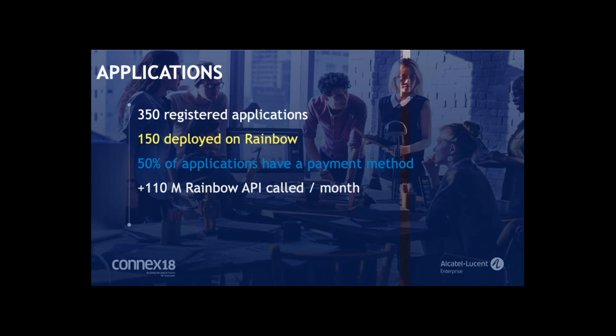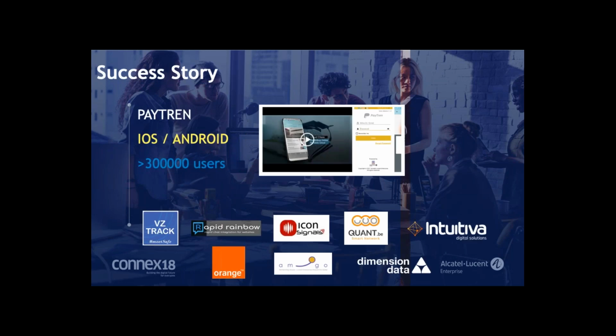Another point is that, looking at the Rainbow platform, all deployed applications consume more than 110 million API calls per month. This is amazing. More than 40 requests per second. At last, we're starting to have some success stories that are still in progress.